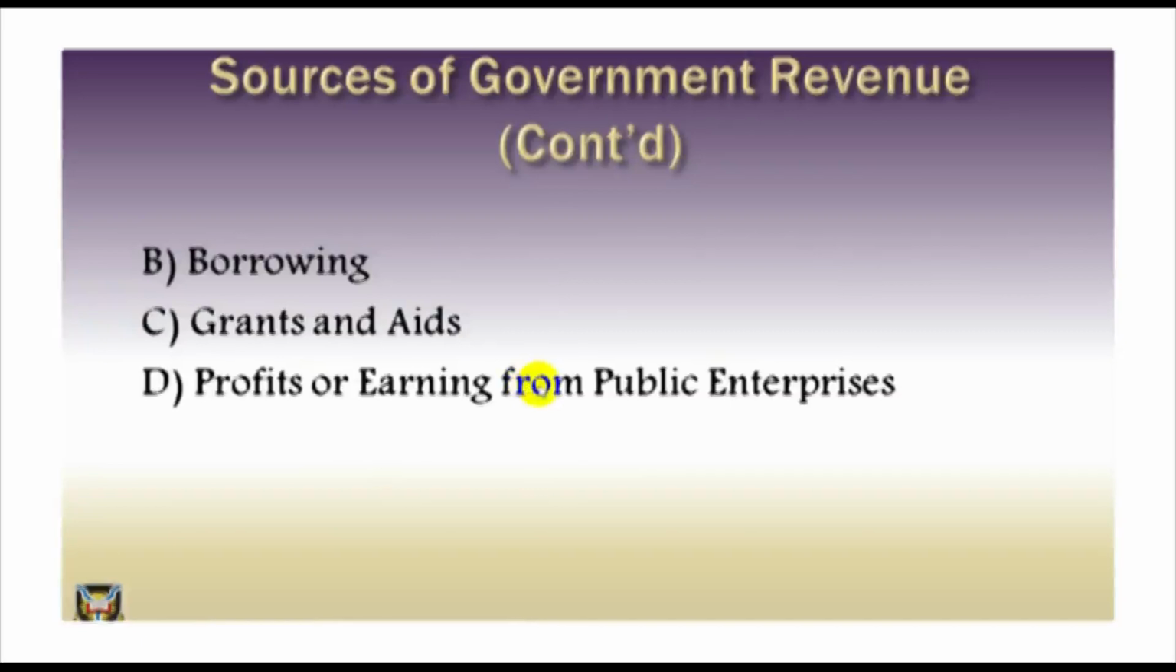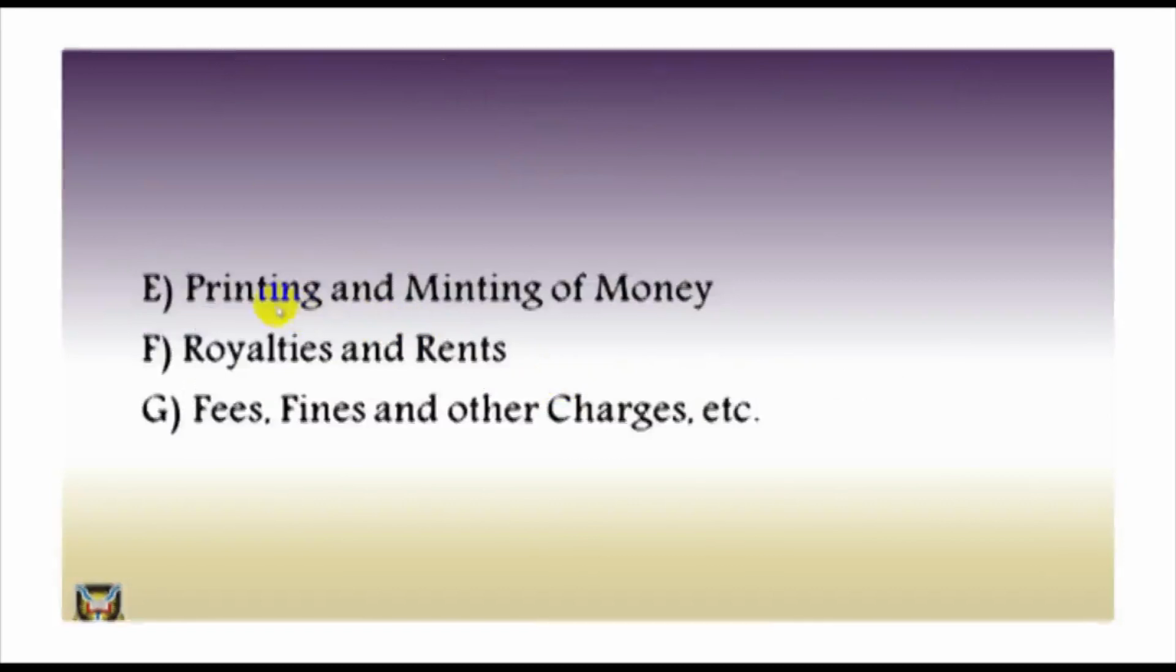D. Profits or earnings from public enterprises. These are income or dividends received yearly by the government from investment, stock appreciation, redeemed debentures, or interest paid to government from the loans it has granted to other countries. Also, the proceeds from the sale of certain products or services by government agencies or corporations are sources of government revenue.